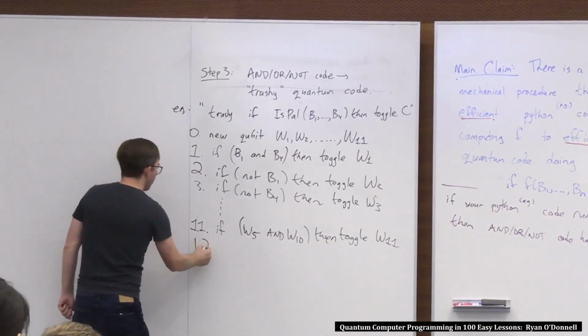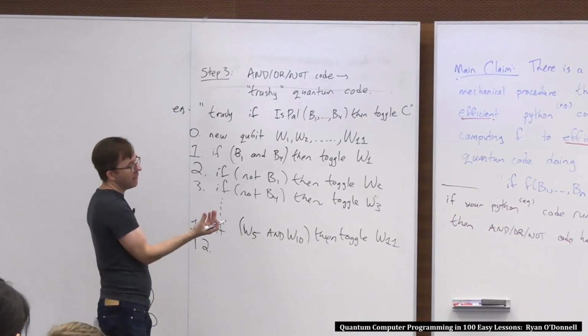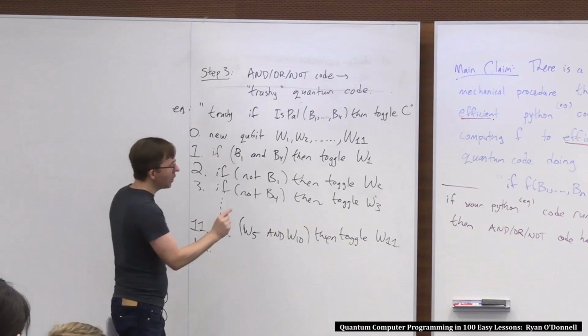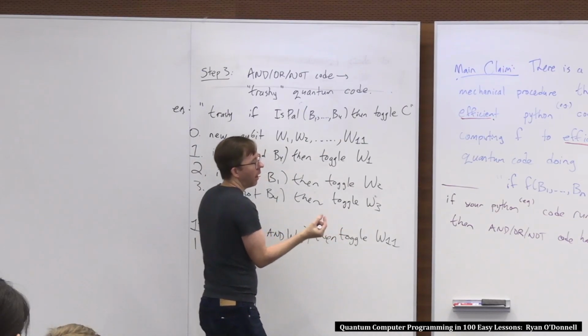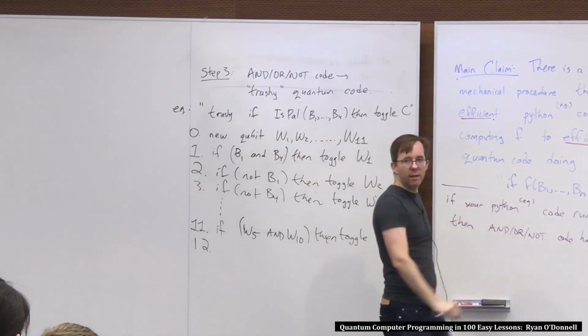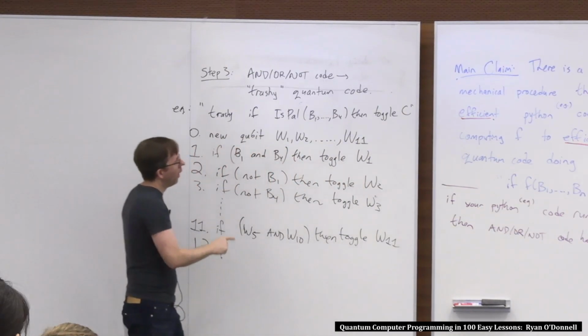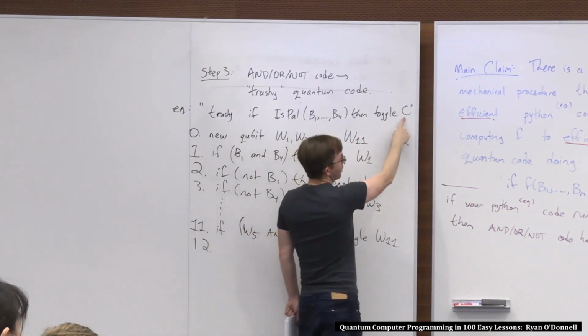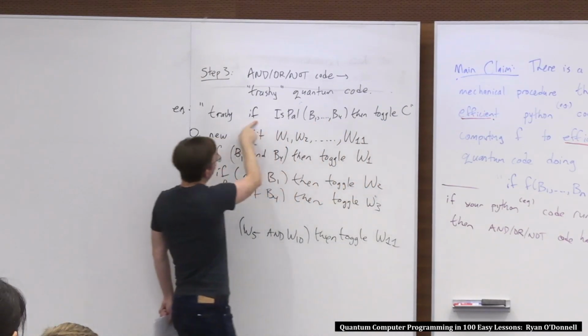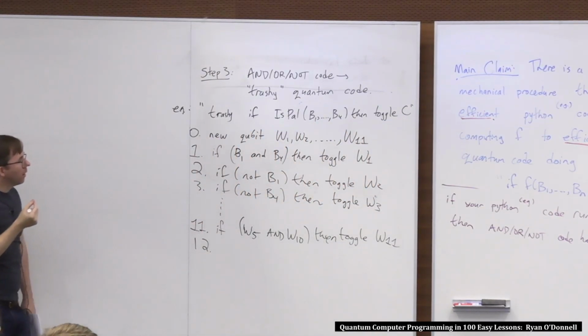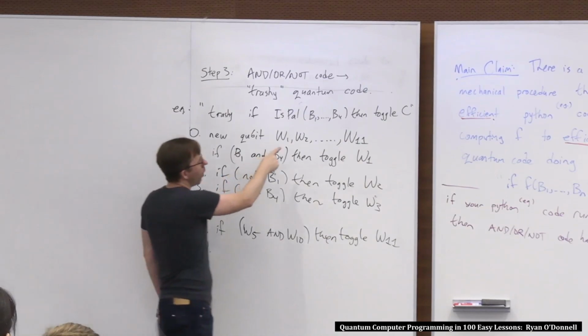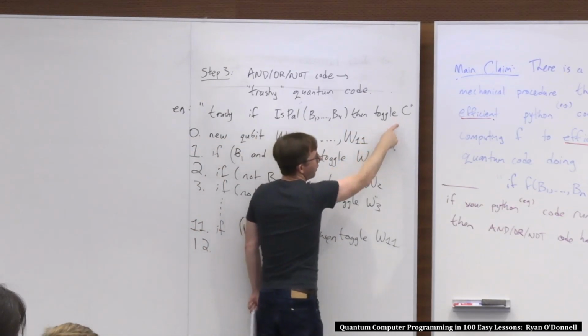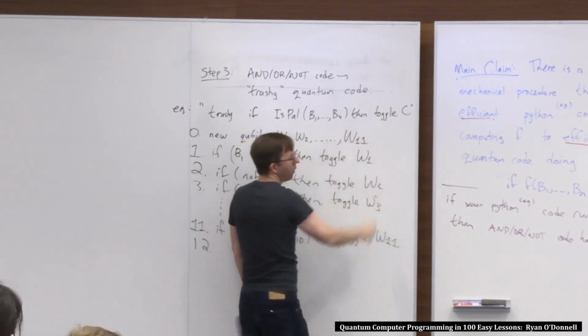So we'll need one more instruction. We just want to copy, actually, we don't want to just copy the final answer into C. What we actually want to do is toggle the final answer onto C. Our actual goal is to see if the final answer is 0 or 1. If the final answer is 1, we should toggle C, and if the final answer is 0, then we shouldn't toggle C.